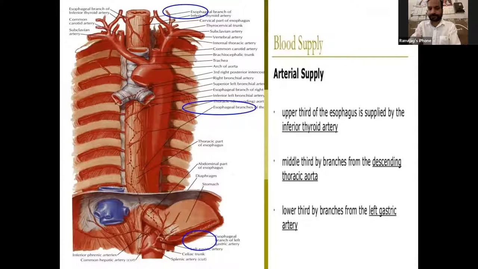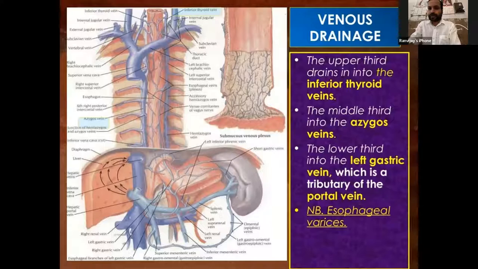Now the venous drainage: the upper third drains into the inferior thyroid vein, the middle third into the azygos vein, and the lower third into the left gastric vein, which is a tributary of the portal vein.